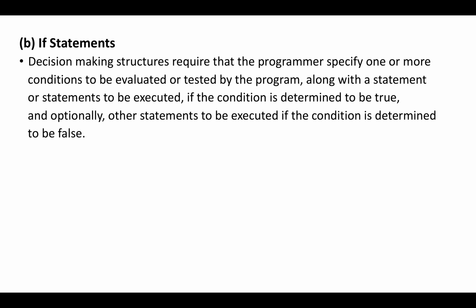Secondly, in selective structure we have if statements. Decision making structures require that the programmer specify one or more conditions to be evaluated or tested by the program, along with the statement or statements that need to be executed if the condition is determined to be true, and optionally other statements to be executed if the condition is determined to be false.